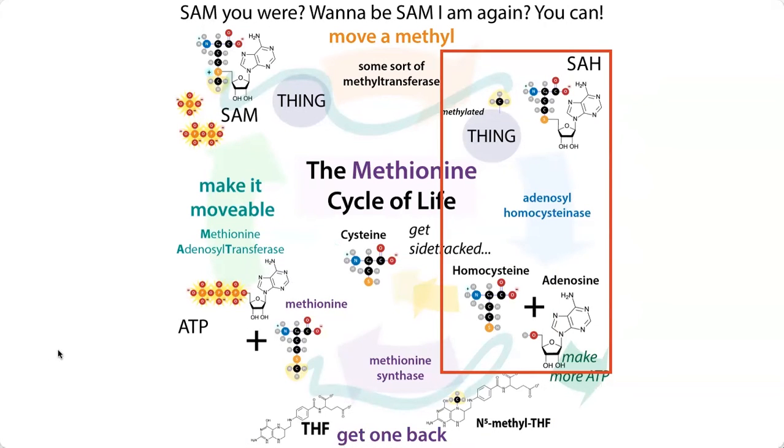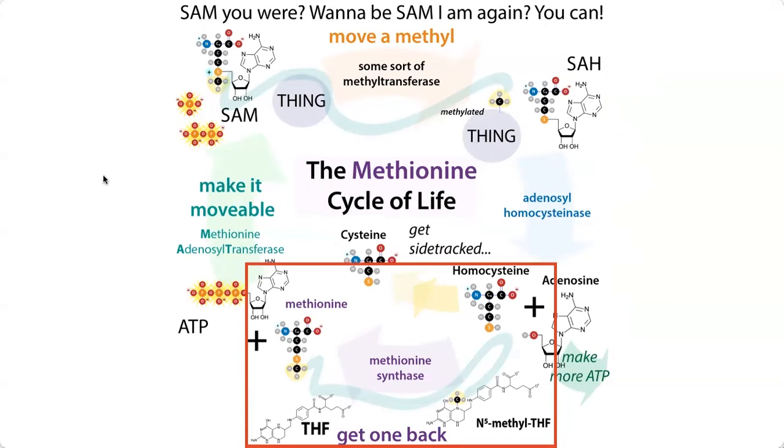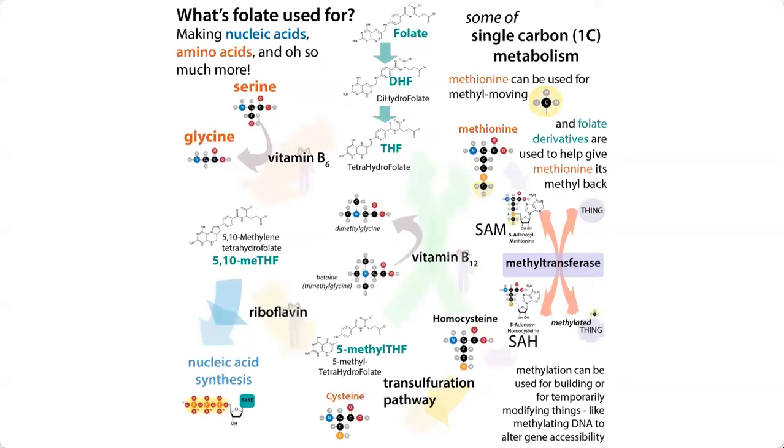So we have the adenosyl homocysteine that's kind of cutting things apart. And then we get our methionine synthase, which is going to give us the methyl back to reform methionine. To actually get that CH3 group, we're not going to take it from SAM. Instead, we're going to take it from one of our other common one-carbon sources, which is going to be folate.